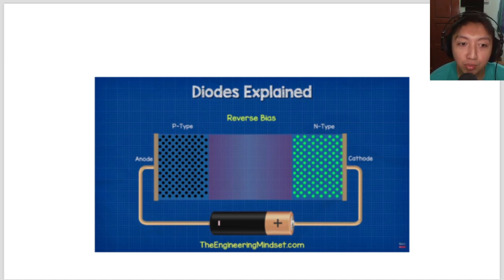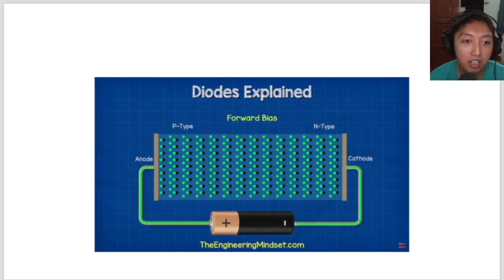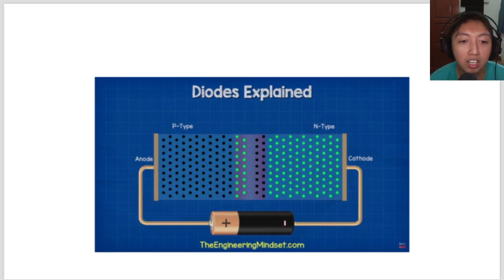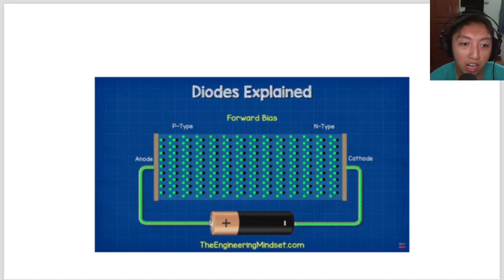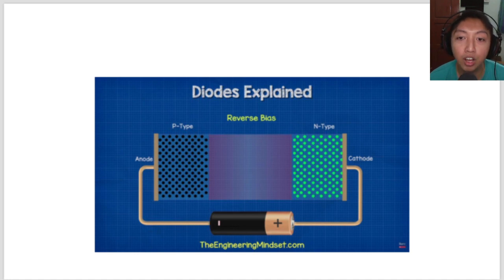And so this causes the space in between, this barrier or depletion region, to become wider. Meaning to say, electricity can only flow if the N-type, or the cathode, is connected to the negative terminal, and the P-type is connected to the positive terminal. If you reverse the battery, the opposite happens and no electricity can flow. And so that's basically a basic explanation of how a diode works.